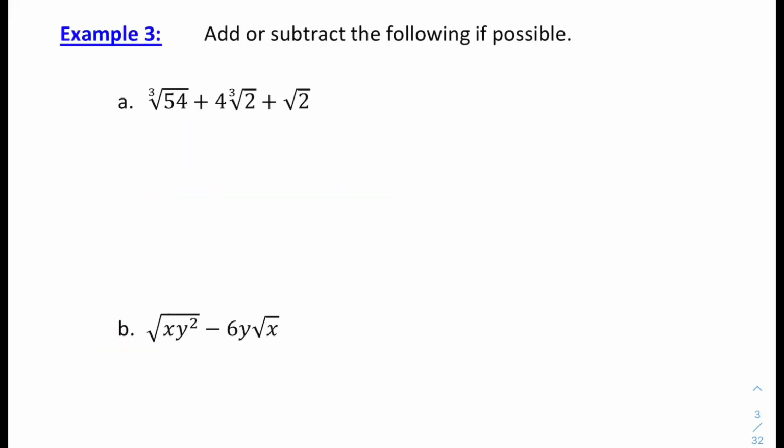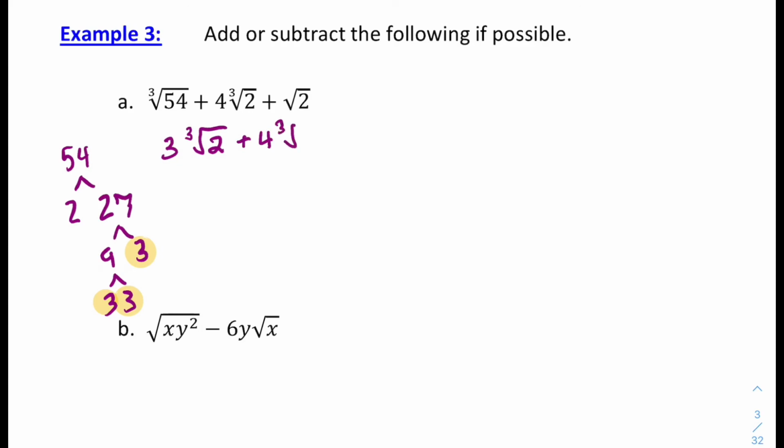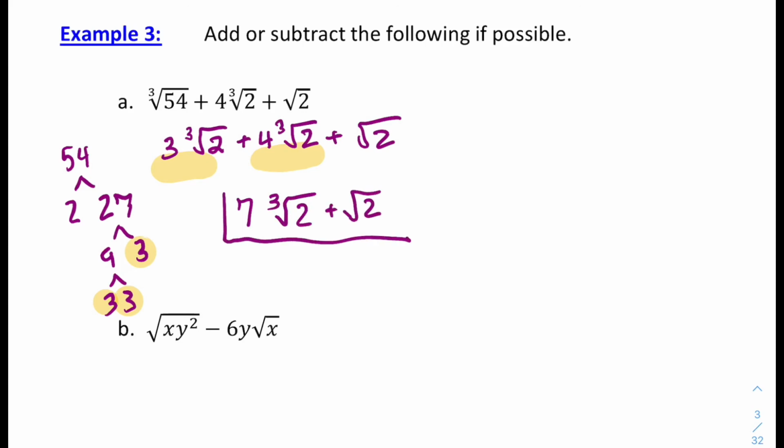All right, it's time for adding and subtracting. So reminder, you can only add and subtract like radicals, and that means they have to have the same index and same value inside of them. So first things first, let's break down this cube root of 54, because to start with, it doesn't appear any of these are like radicals. But if I break down 54, I can do a cube root of 3 times 3 times 3 and have 3 on the outside. And then I have 3 cube roots of 2 plus 4 cube roots of 2 that I can actually add together. So 3 of them plus 4 of them gives me 7 total cube roots of 2. And then I can't add the square root of 2 because it's a different index. It's not the same thing.